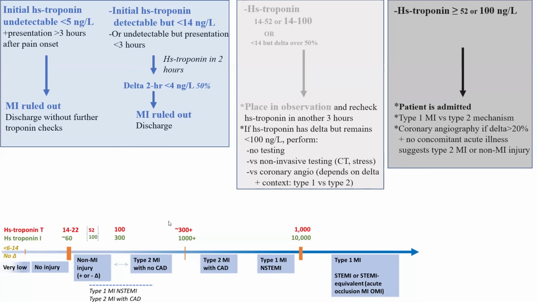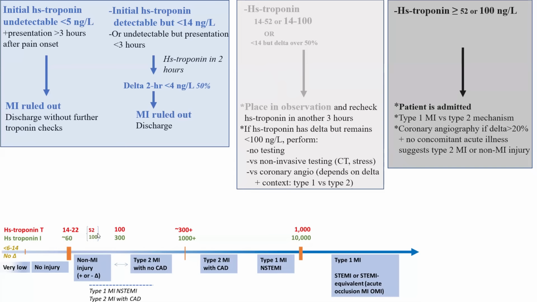It has at least as strong of a negative predictive value for MI at 30 days as a negative stress test. Now, if your troponin comes into that gray zone, 14 to 52 or 14 to 100, and probably better to use in the US the 14 to 100. 14 to 52 works in Europe, European registries. 14 to 100 is what works better in American registries.